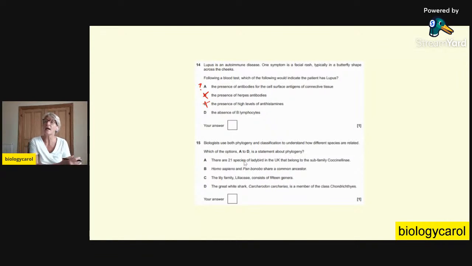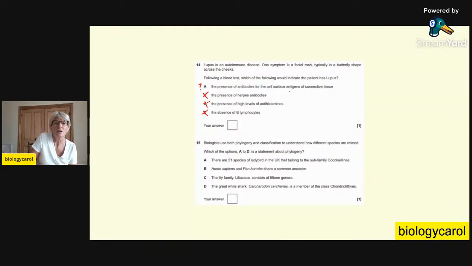Well, that can't be true. There's nothing in the description that says that lupus wipes out B lymphocytes. If it did, the person would be in very, very serious trouble. They'd have no immunity, no specific immune response. So I don't think it's this. So I'm coming back to A.